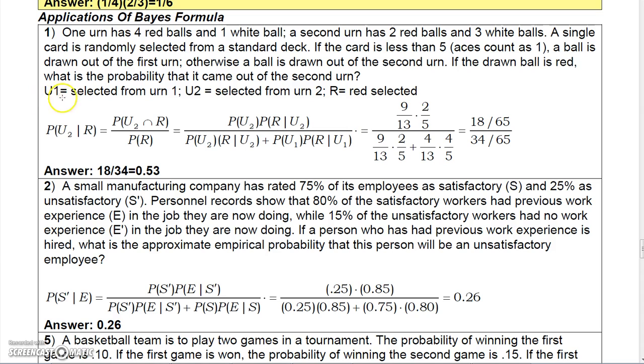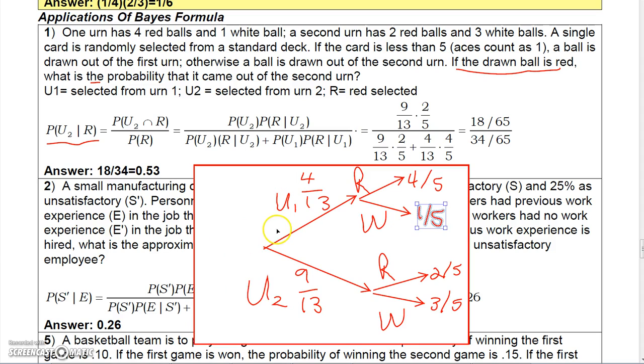Well, let's say U1 is selecting from the first urn, U2 is selecting from urn 2, and R is that red is selected. So we're given that the ball is red, and we're asked for the probability that it came from urn 2. So we want the probability of urn 2 given that it's red. The probability tree helps here.